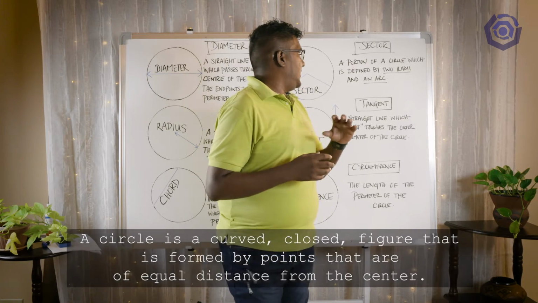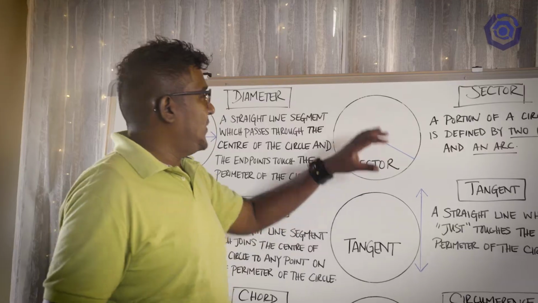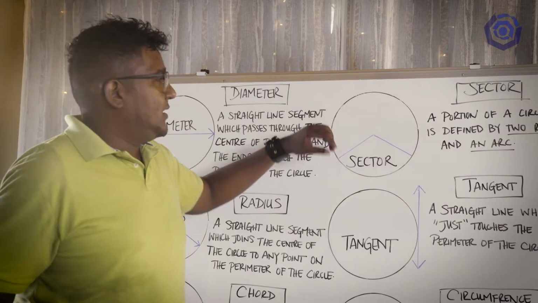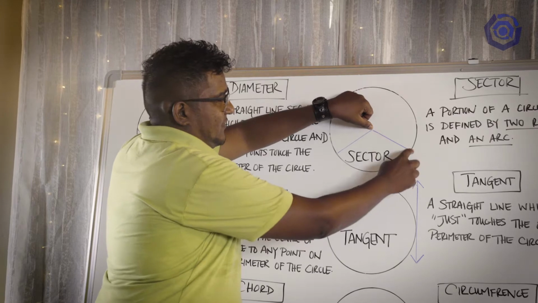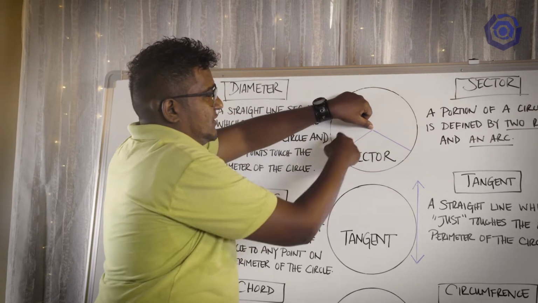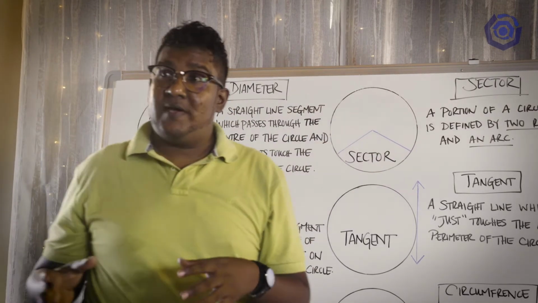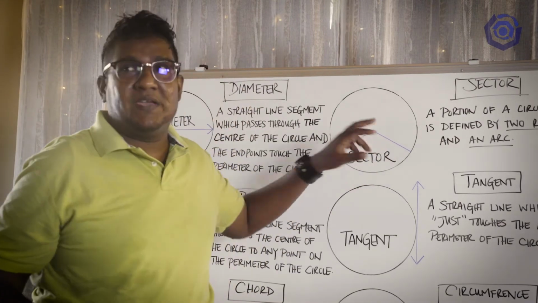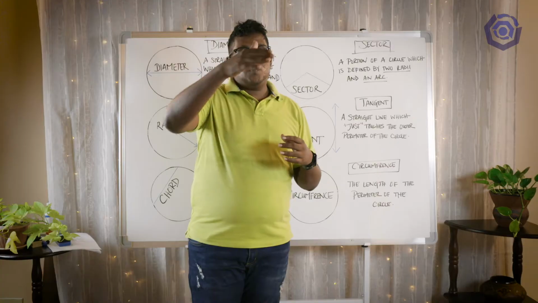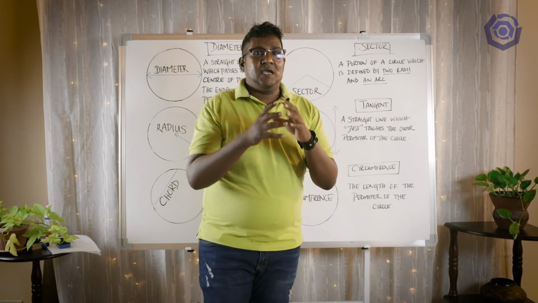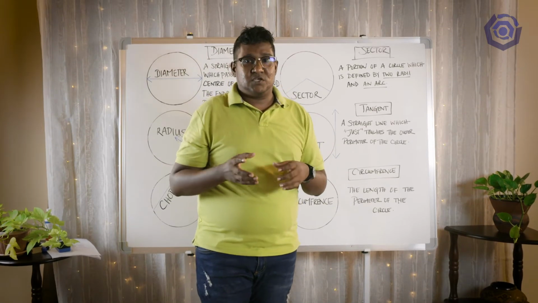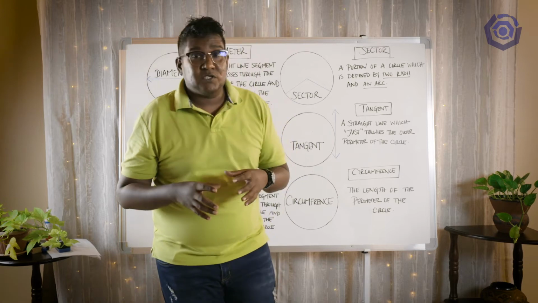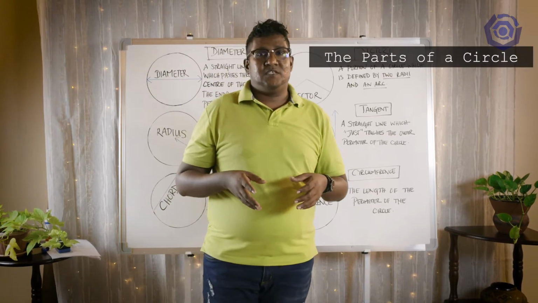Now, if you look here, we have a circle. This is what we call the center, and if you notice, if I'm to draw points around this circle, then each point would be the same distance away from this center. So when you have all the points going around and you connect the points, it forms a circle.